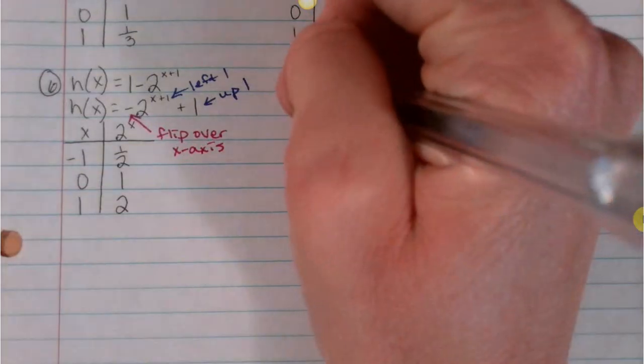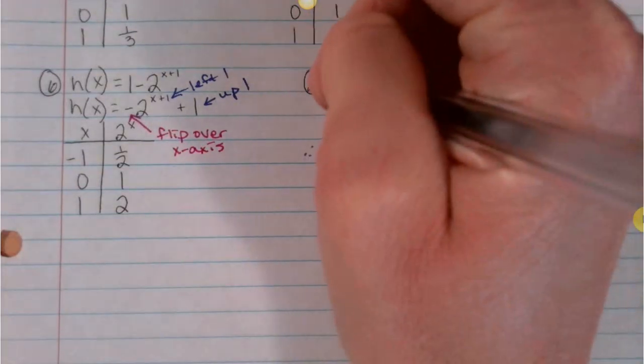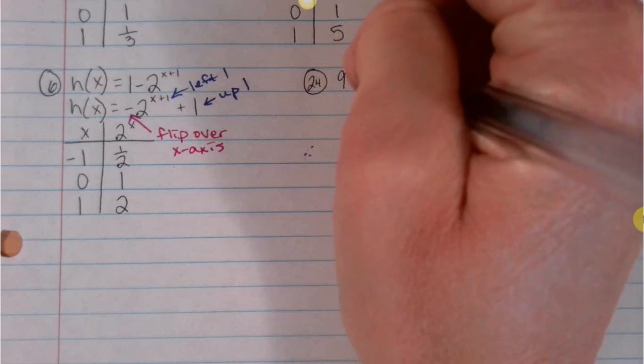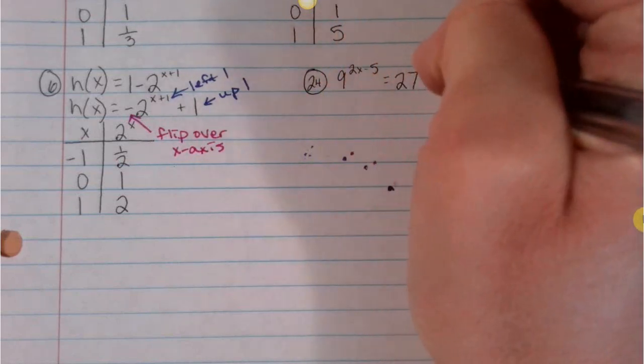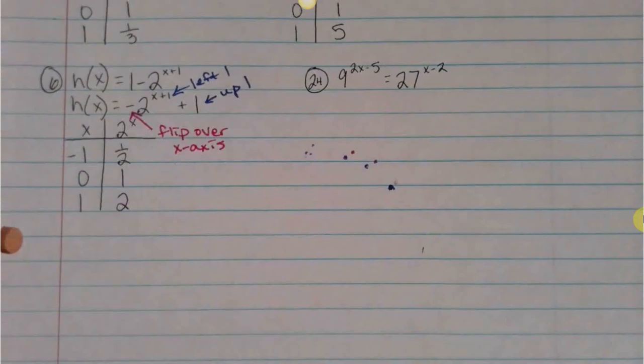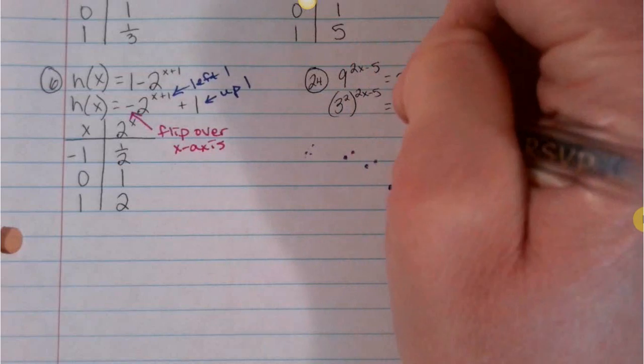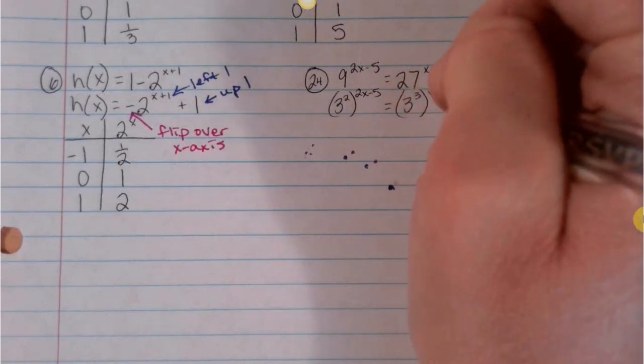For number 24, we are solving the equation 9 to the 2x minus 5 equals 27 to the x minus 2. So the question is, how can we get the same base on both sides of the equal sign by changing the 9 and the 27? Well, both 9 and 27 have a 3 in common. 9 is the same as 3 squared, and 27 is the same as 3 to the third.